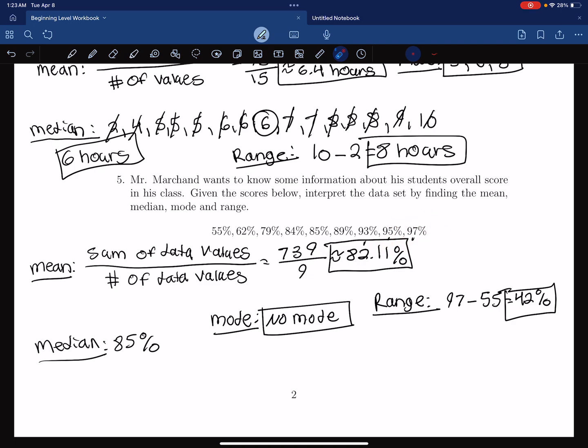So that's just a way to think about the range in terms of why do we have a range? Because it describes the spread and how far apart the data values are in a set.